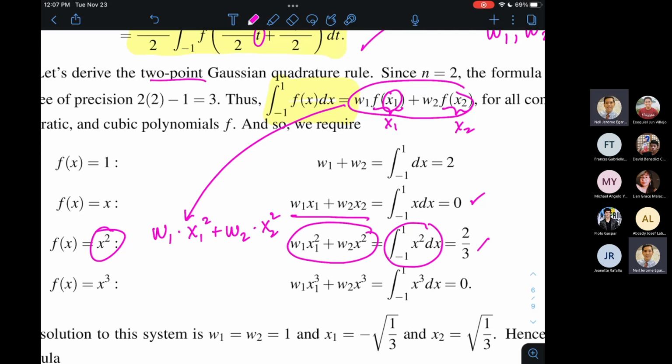Nawala yung subscript dito. All right. And then the same thing goes for x cubed. So if you replace f by x cubed, we'll get this third equation. And now we'll have a system of, actually here, what do we have? We have 4 unknowns and we have 4 nonlinear equations. Okay?